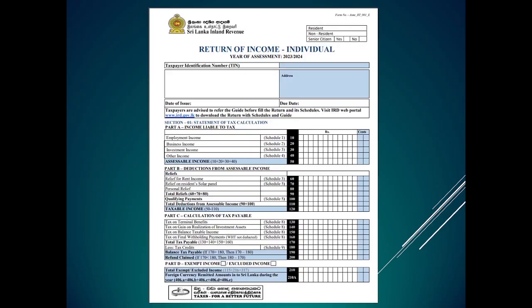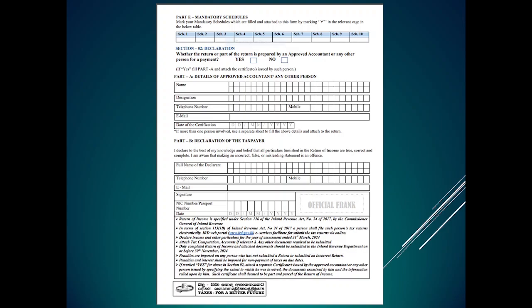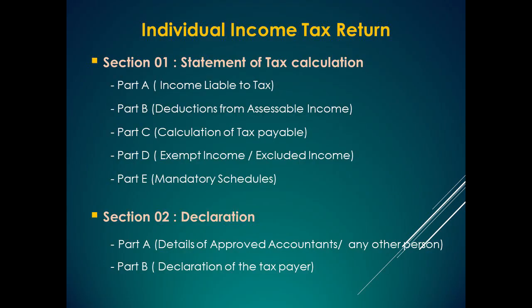In this income tax return, section 1 has 5 parts: Part A, income liable to tax; Part B, deductions from assessable income; Part C, calculation of tax payable; Part D, exempt income or excluded income; and Part E, the mandatory schedules. Section 2 also has 2 parts, Part A and Part B.